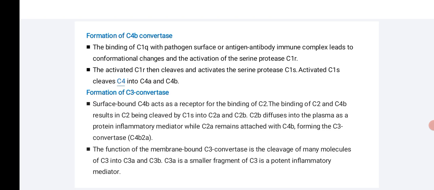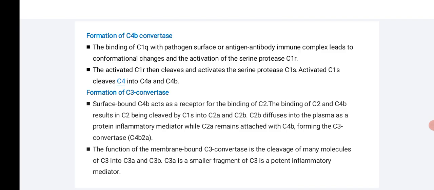So next is the formation of C3 convertase. Surface-bound C4b acts as a receptor for the binding of C2. The binding of C2 and C4b results in C2 being cleaved by C1s into C2a and C2b. C2b diffuses into the plasma as a protein inflammatory mediator, while C2a remains attached with C4b, forming the C3 convertase. So this complex contains C4b and 2a.